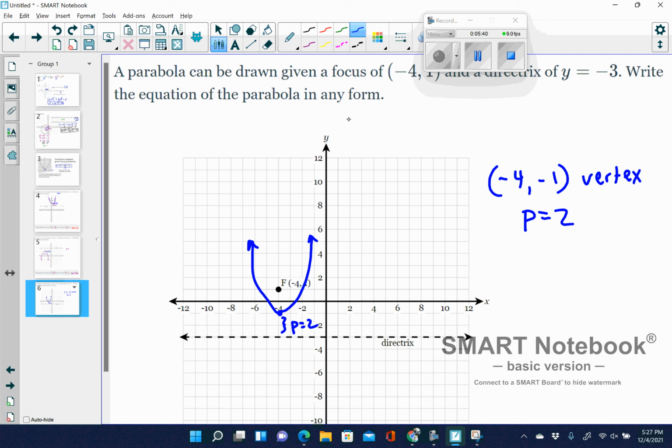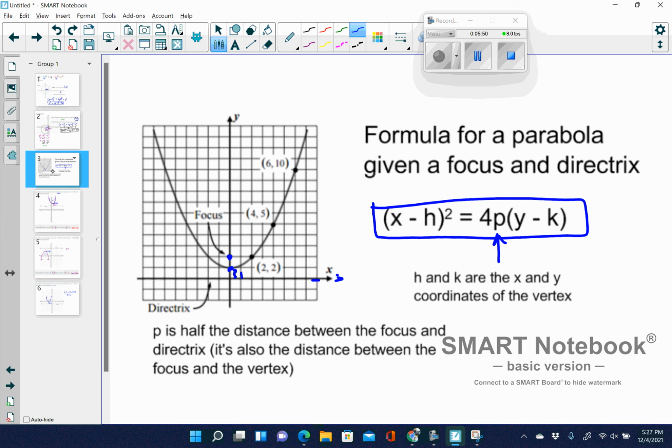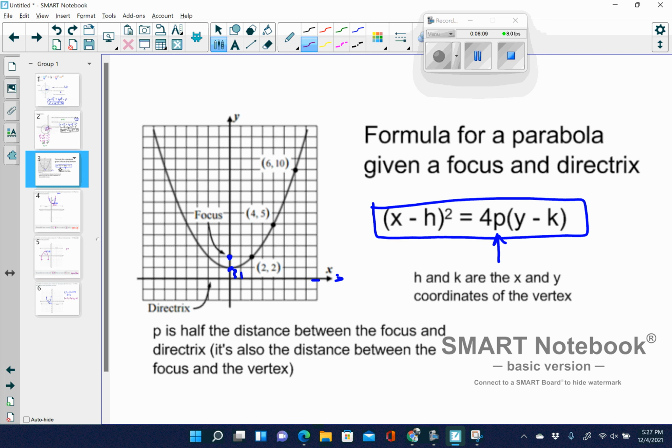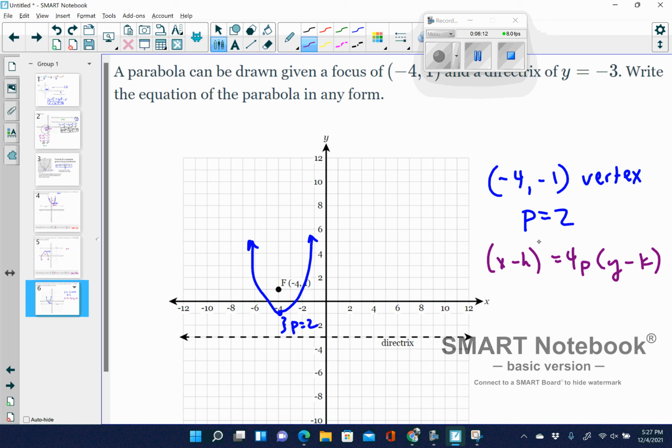And it says write the equation of the parabola, so I need to know what that is. The formula for the equation of a parabola is right here, right? So I'm just going to go ahead and rewrite it on the slide that we need. So the parabola equation is (x minus h) squared equals 4p times (y minus k). I'm just going to make sure there was a squared right over here, so I'm going to put that squared. Remember to do that. So x minus h, okay?